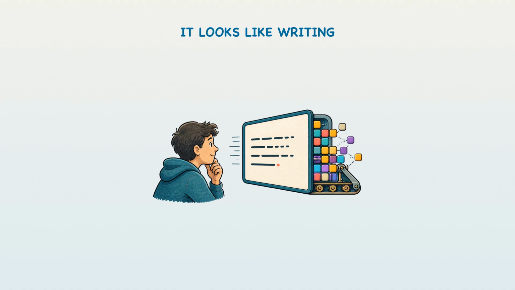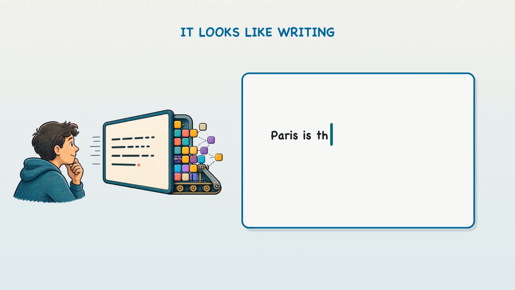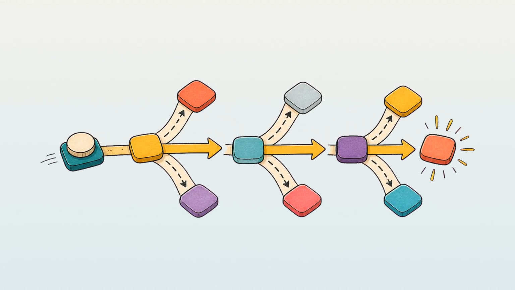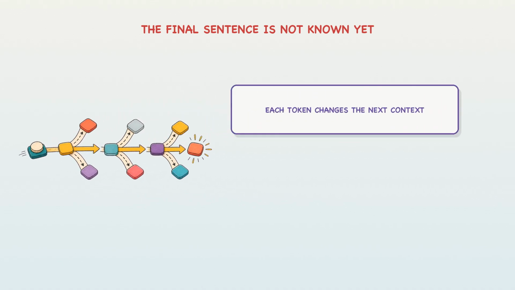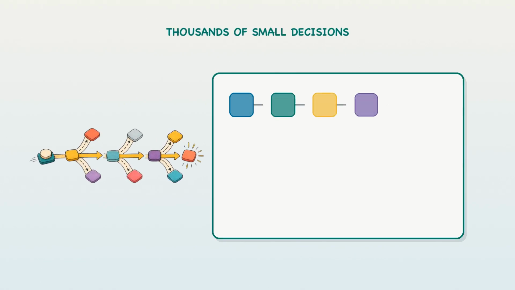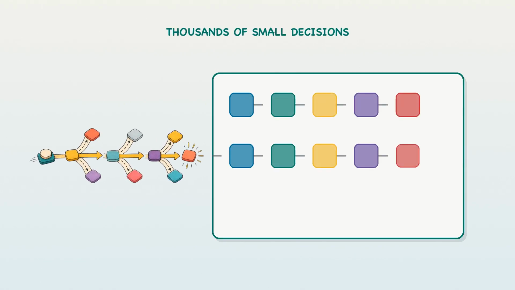This happens so quickly that from our perspective, it looks like the model is simply writing a sentence. But underneath, the response is being constructed one token at a time. This also explains something interesting about language models. When ChatGPT begins an answer, it does not necessarily know the exact final sentence it will produce. Each new token changes the context for the next prediction. One choice affects the next choice, and that affects the choice after that. So a long response emerges through thousands of small prediction decisions.